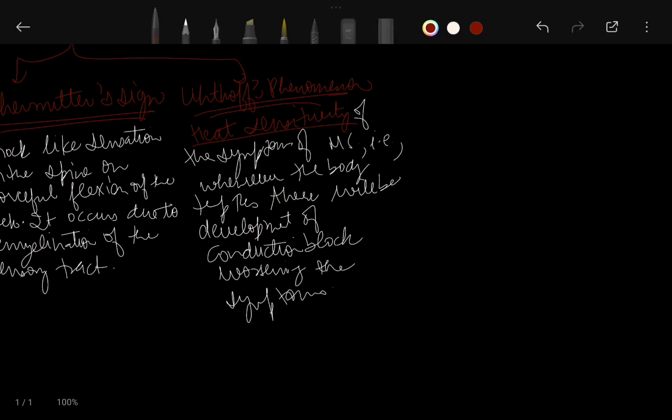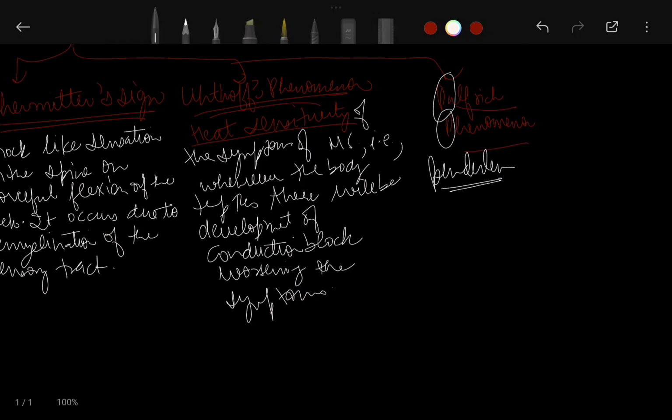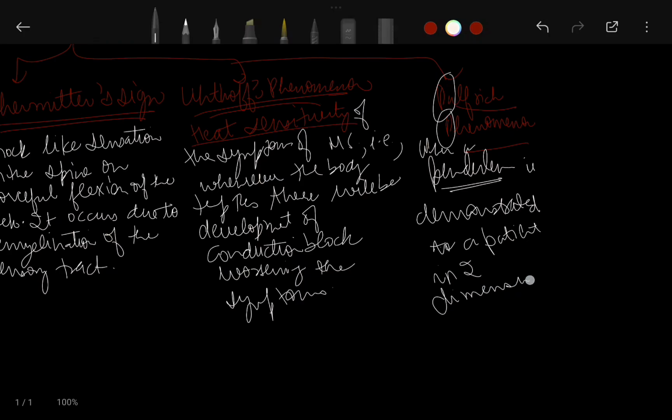After that, Pulfrich phenomenon. P for Pulfrich, P for phenomenon, P for pendulum. In this case, when a pendulum is demonstrated to a patient in 2 dimensions, the patient starts seeing 3 dimensions. Now, what does that mean?